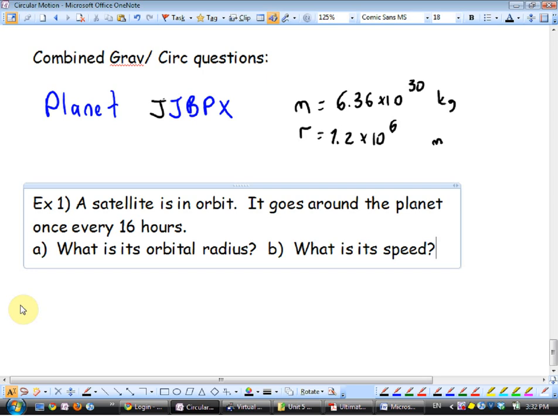When they start talking about something in orbit, and they're talking about orbital radius, or period, or speed, what we're really saying is that you're moving in a circle, and the force that's pulling you in a circle is gravity. What we're really saying is this.